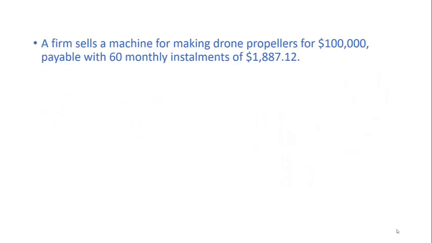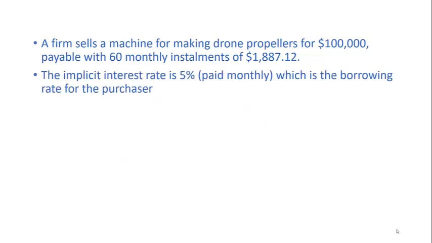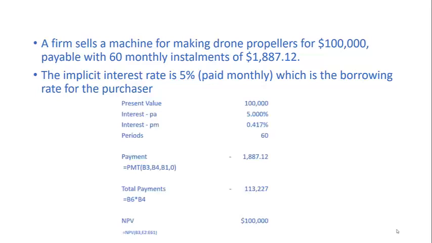So let's think about what this means with a simple example. We have a firm which sells a machine making propeller drones. It sells the machine for $100,000, and there are 60 monthly installments of $1,887.12 payable. The implicit interest rate in this payment structure is 5% and paid monthly, and this is the same as the borrowing rate for the purchaser. Now, that dictates that the appropriate discount rate for the cash flows is 5%.